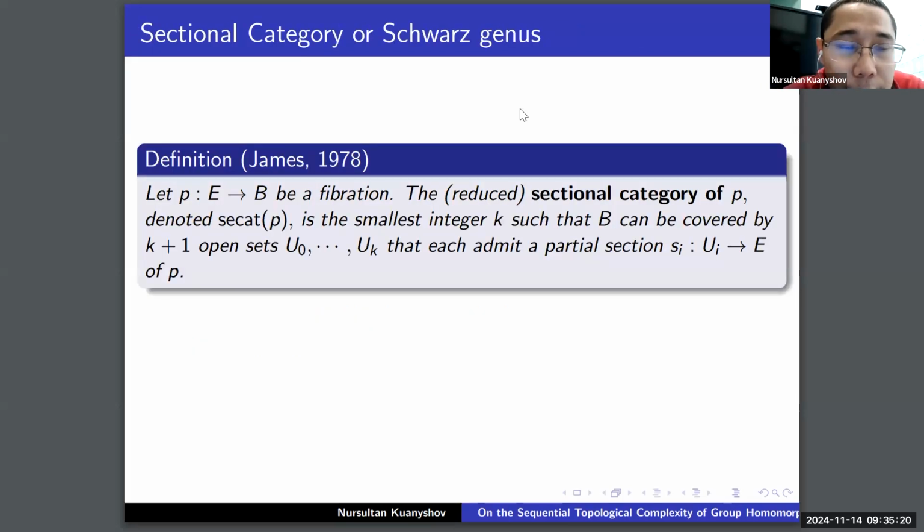Whenever we define this LS category, we would like to start with the sectional category, also known as the Schwarz genus. Let p be a fibration, a Hurewicz fibration. The sectional category of p, denoted secat of p, is the smallest integer k such that B can be covered by k plus 1 open sets, and each open set admits a partial section. Here we are using a reduced version: instead of asking for k open sets, we are asking for k plus 1 open sets.